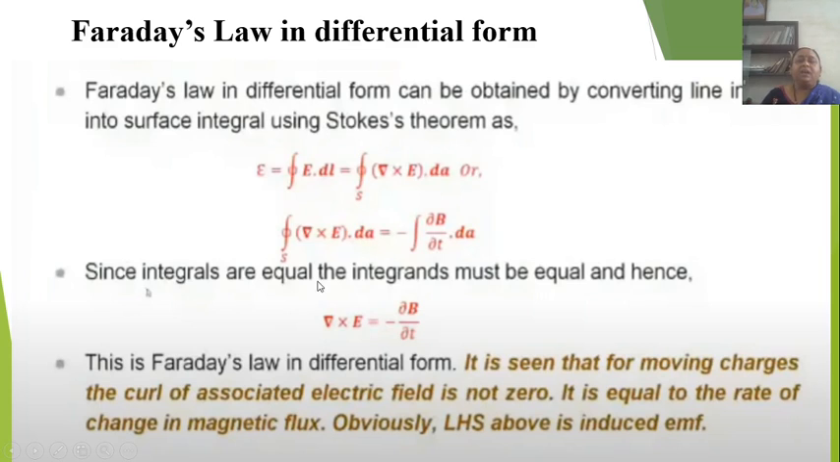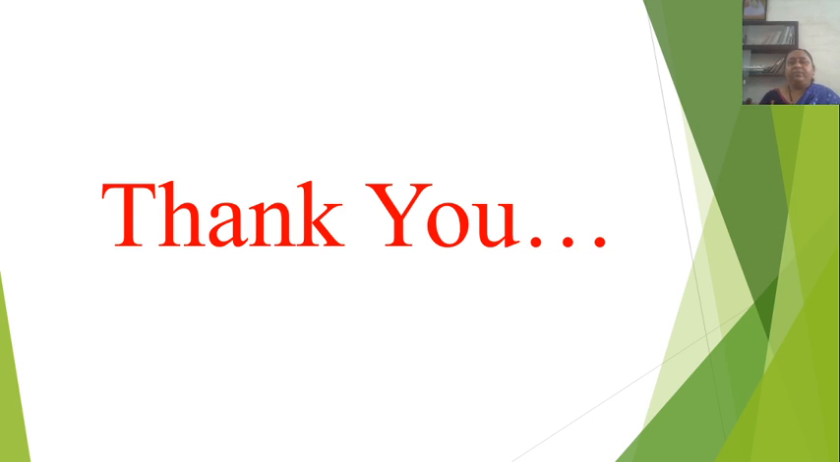Since the integrals are equal, the integrands must be equal, and hence ∇×E equal to minus ∂B/∂t, and that is the differential form of Faraday's law. It is seen that for moving charges, the curl of the associated electric field is not zero. It is equal to the rate of change of magnetic flux. Thank you.